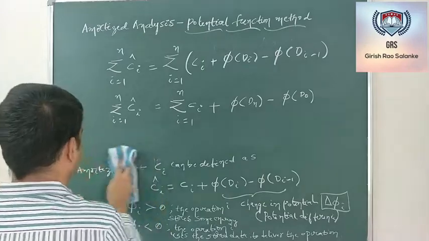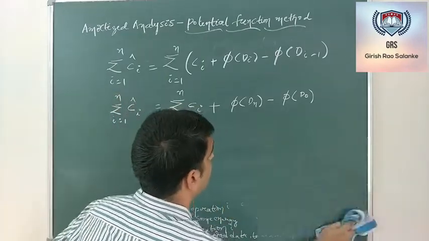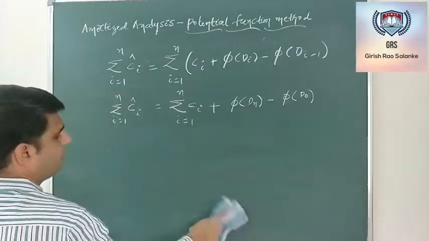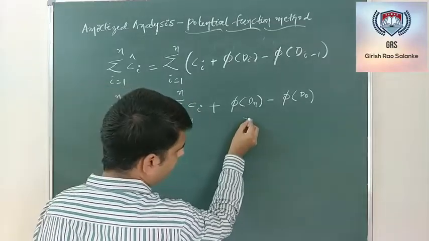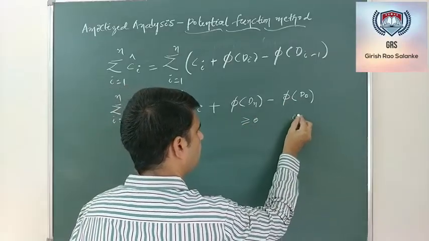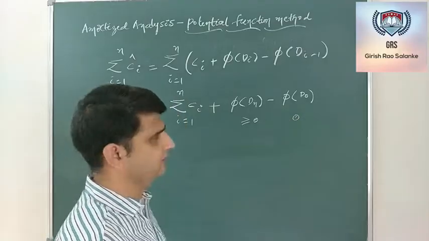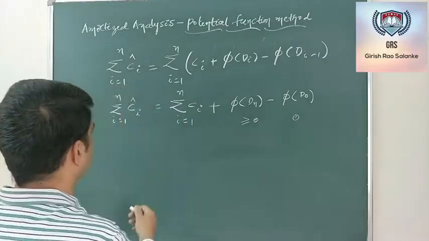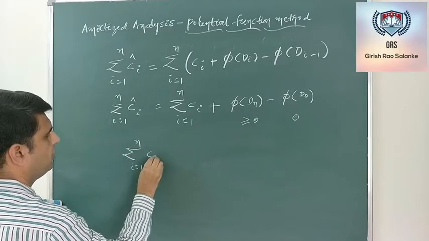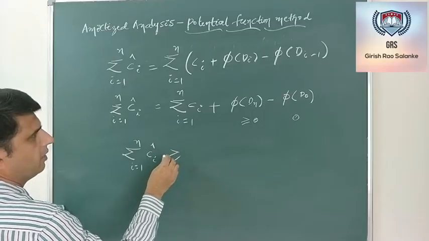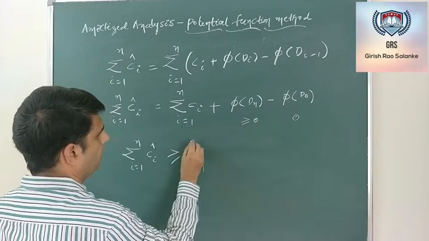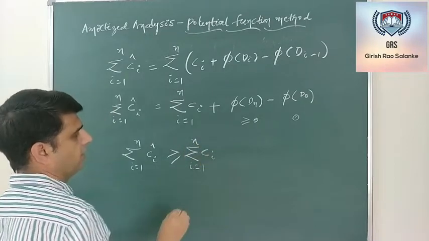We have noted that phi of D_i for any operation will be greater than or equal to 0. In the sense, phi of D_n will be greater than or equal to 0, and phi of D_0 will be 0. This was the initialization that we have done. Now with this, I can state that the summation of i equal to 1 to n of C_i' will always be greater than or equal to the summation of i equal to 1 to n of C_i.